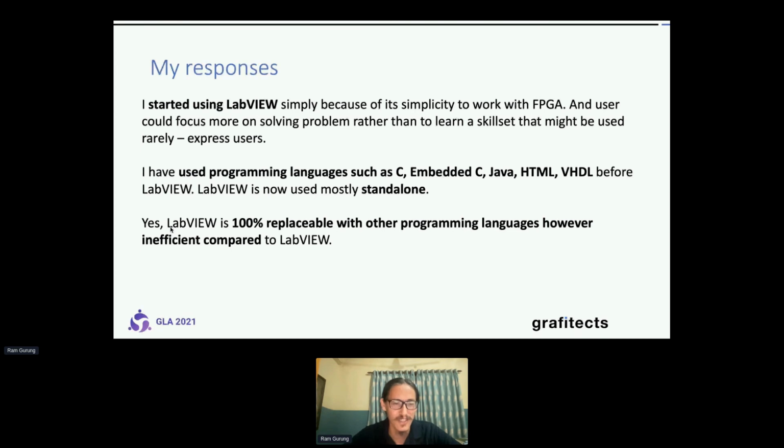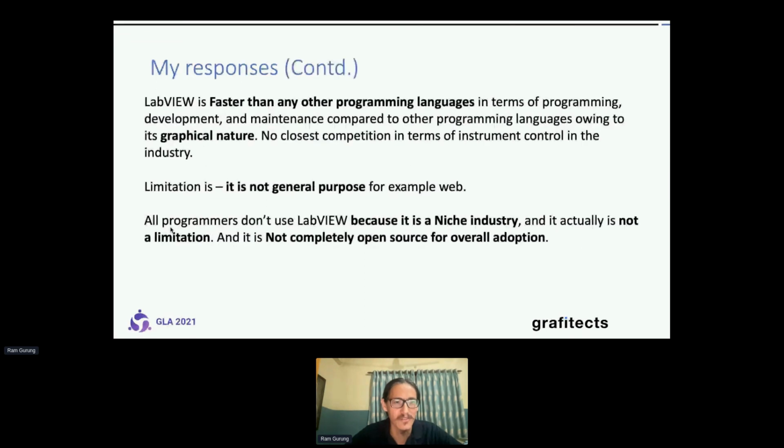Okay? It's not worth it to replace LabVIEW with another programming language. It's just like reinventing the wheel. Why it is necessary, I do not know. Just like Steve said yesterday. And these are the other things: it's faster than other programming languages because of the graphical nature, no closest competition in instrument control in the industry, and the limitation again, general purpose.